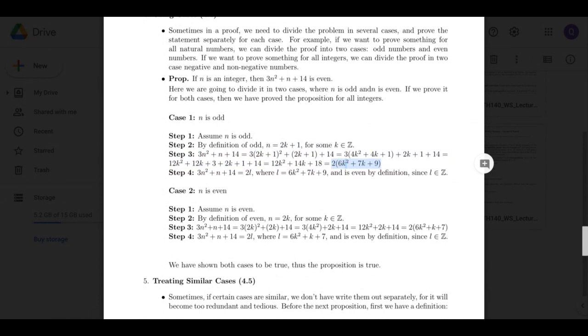As long as we can write the result as 2 times something, 2 is a factor of it. So that's using the definition to prove the result is even. So the result is even because 2 is a divisor, or 2 is a factor.